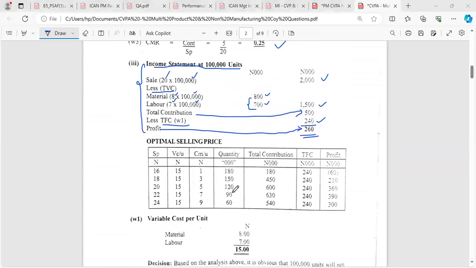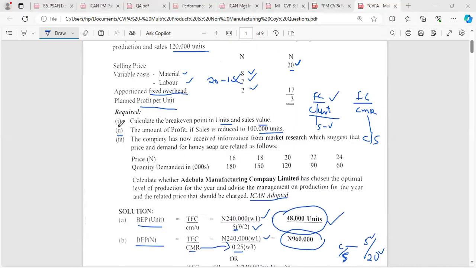Then, what were we told again to do in the question? Let's go back to the question. We'll solve for I now. So let's solve for I. It says that the company has now received information from market research, which suggests that price and demand for honey soap are related as follows.